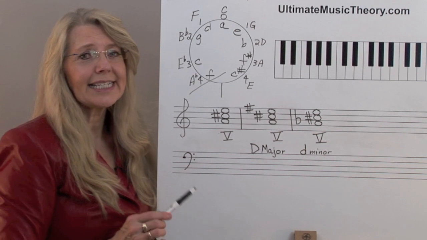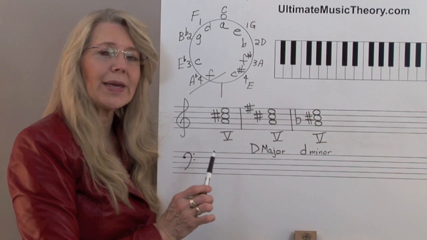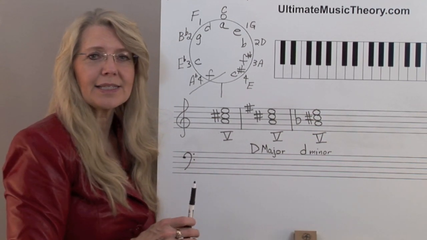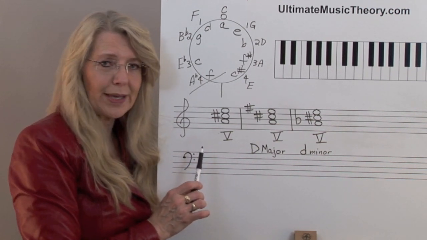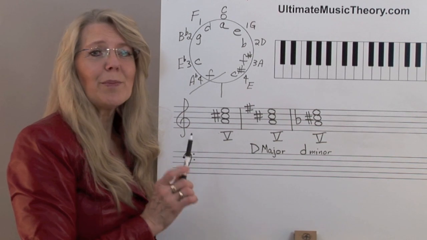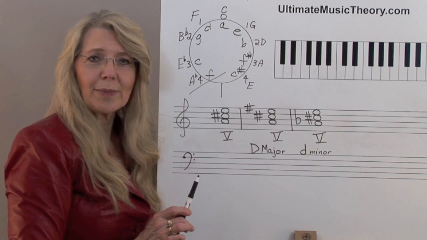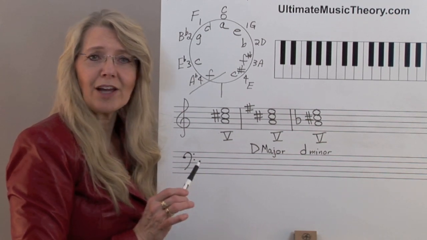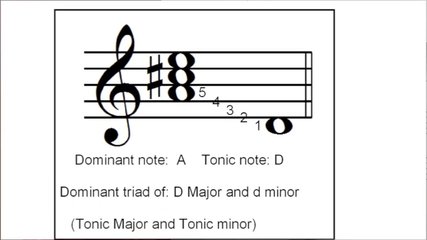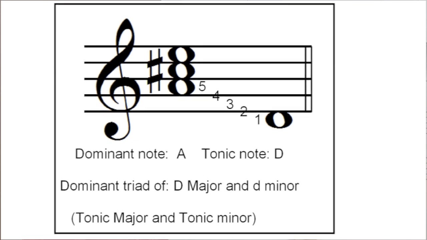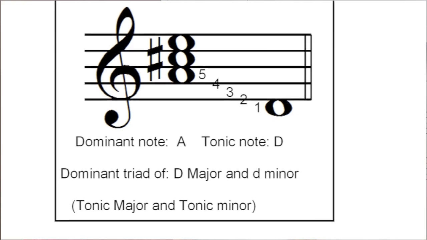A dominant triad contains an interval of a major third and a perfect fifth above the root for both the major and harmonic minor keys. When using accidentals, the dominant triad belongs to both the tonic major and the tonic minor key. Remember, tonic means the first note of the key. To determine the key of a dominant triad, simply count down 5 letter names from the root of the triad: A, G, F, E, D. The dominant triad of A, C sharp, E belongs to both D major and D minor.